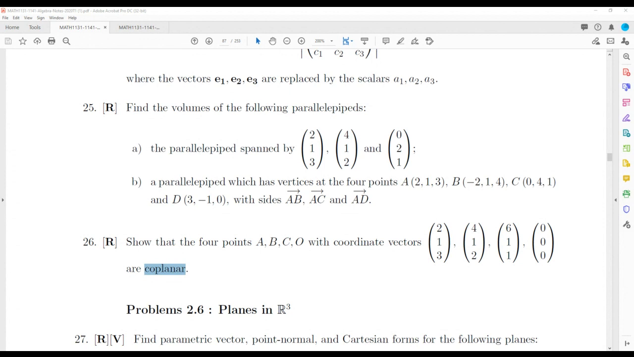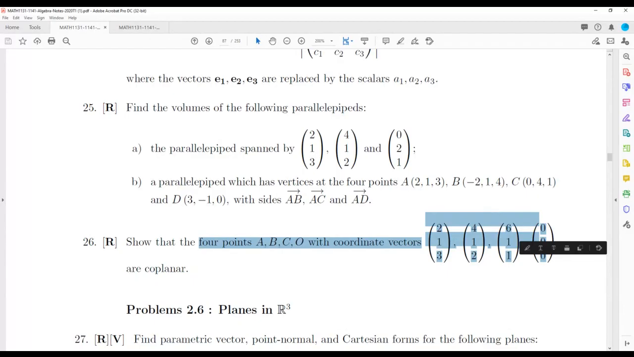Yeah, they all lie on the same plane. Yes, Feiwi, yes. So they live on the same plane, just like collinear. All the points lie on the same line. All right, show that these 4 points lie on the same plane. Let's have a look at that.